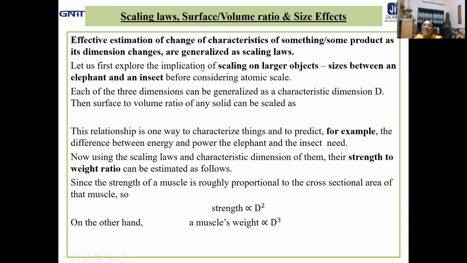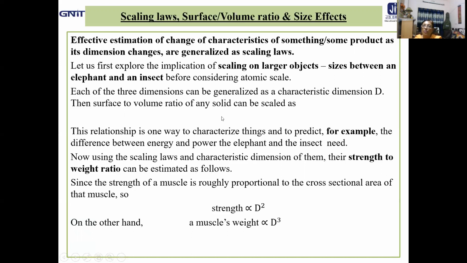Now, let us first explore the implication of these scaling laws, starting with larger objects. That is the macroscopic body, sizes between, say, an elephant and an insect, before considering the atomic scale. So, let us start with scaling laws in the case of larger objects, for example an elephant and an insect. Now, each of the three dimensions in a volume, let us generalize it in terms of a characteristic dimension, say capital D.